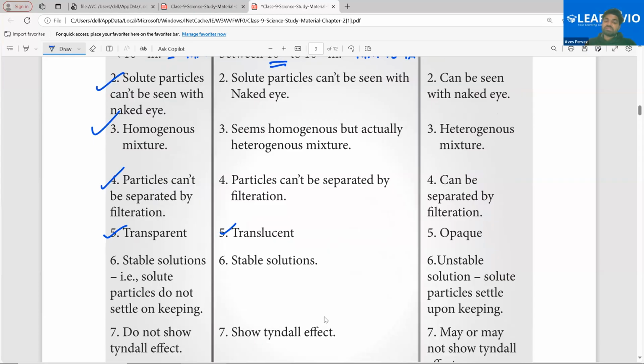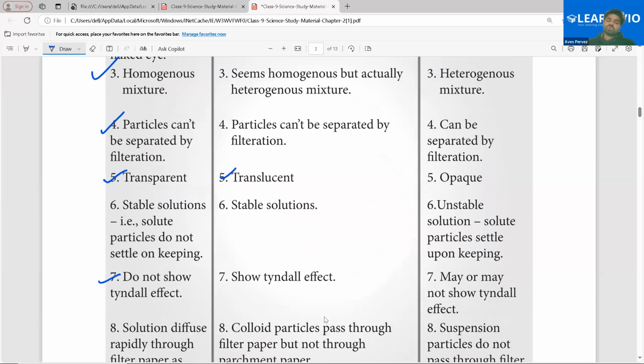The main important thing is that they don't show the Tyndall effect, and they show the Tyndall effect. The biggest reason the colloidal solution is kept separate from the solution is because they show the Tyndall effect. Here they don't show the Tyndall effect. Understood? Yes.